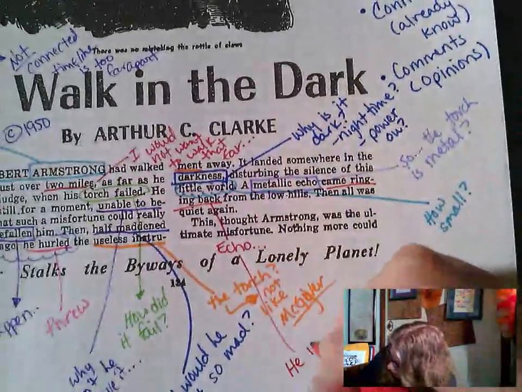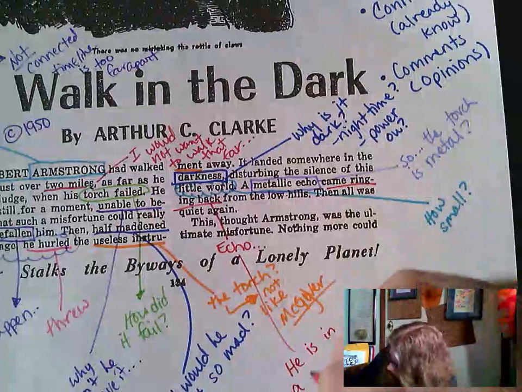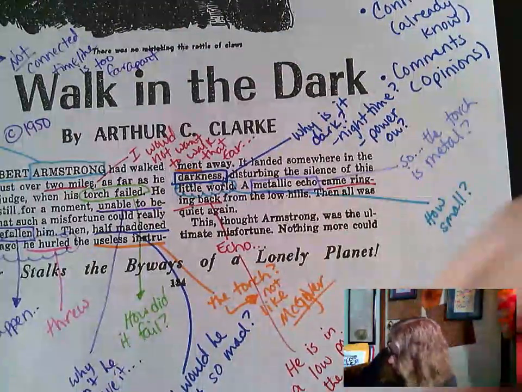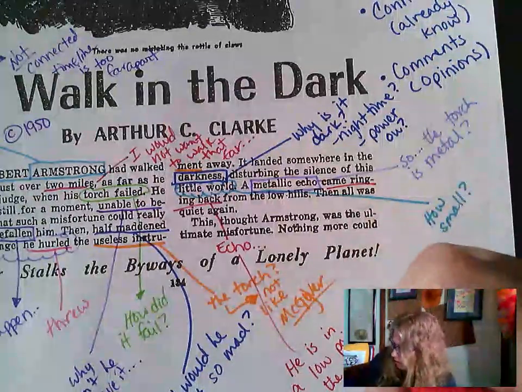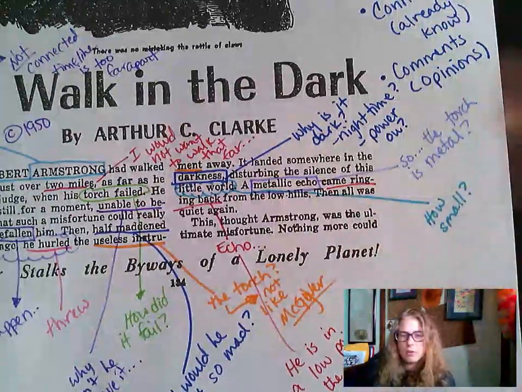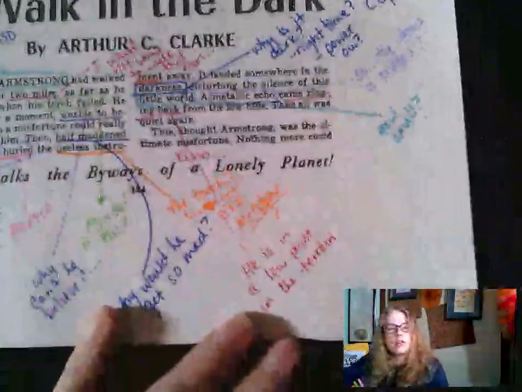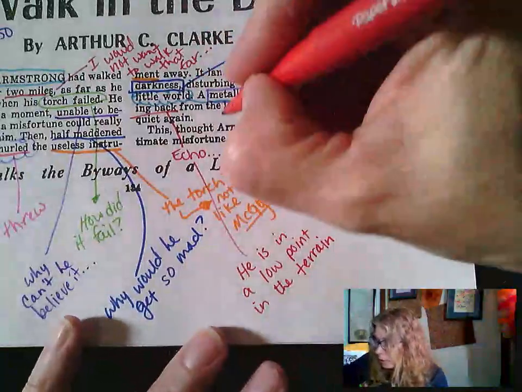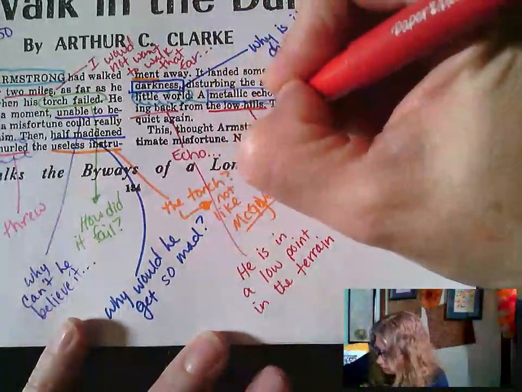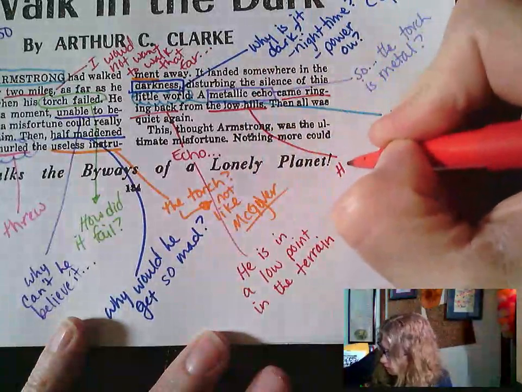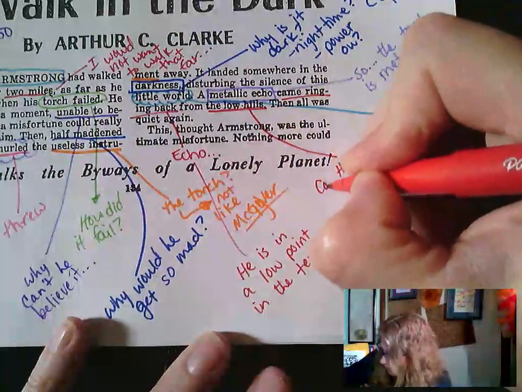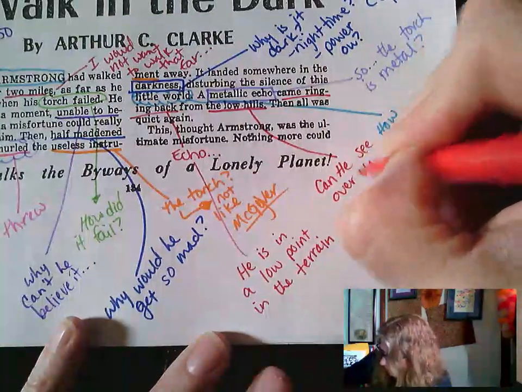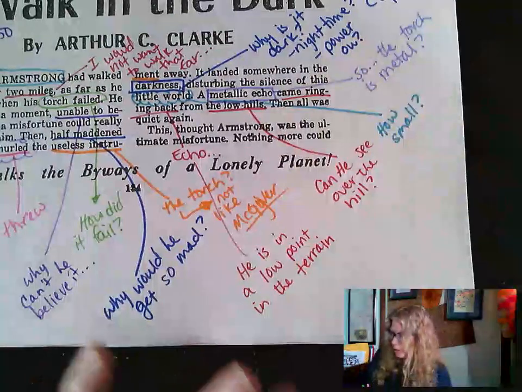So I'm going to say he is in a low point in the terrain, maybe. Terrain is a good word. I try and think of good words while I annotate, because I know that those words are words that I could use later when I write my essay. From the low hills. And so we know if we have low hills, I might have another question. Can he see over these hills? Like, how low of hills are we talking about?